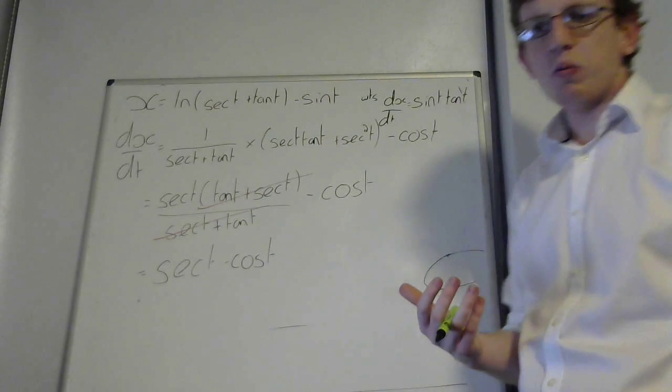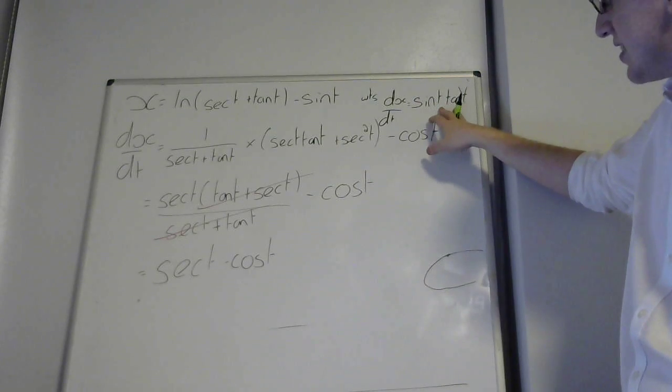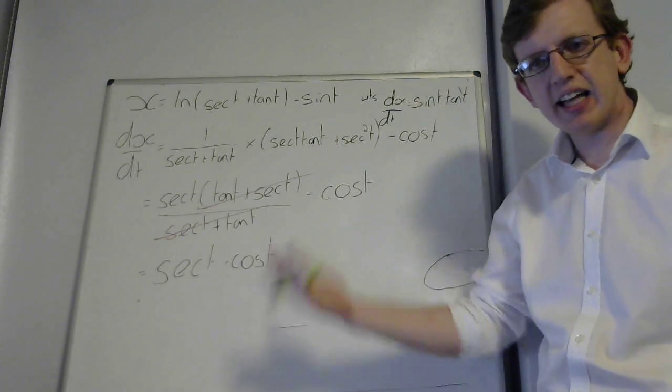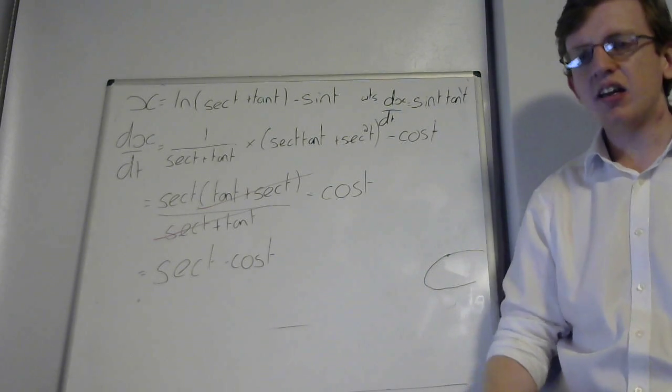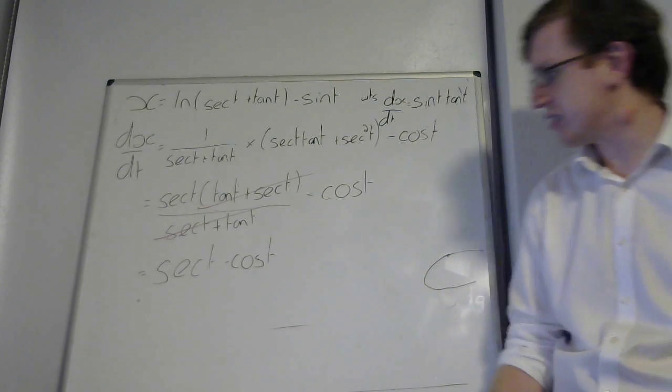Now at this point, we're looking at our answer. Our answer is sine t tan t. I'm not really sure how I'm going to get to sine t tan t. I don't know how it's going to work. I definitely can't see the steps in my head. So I need to think, what's the only thing I can do next?